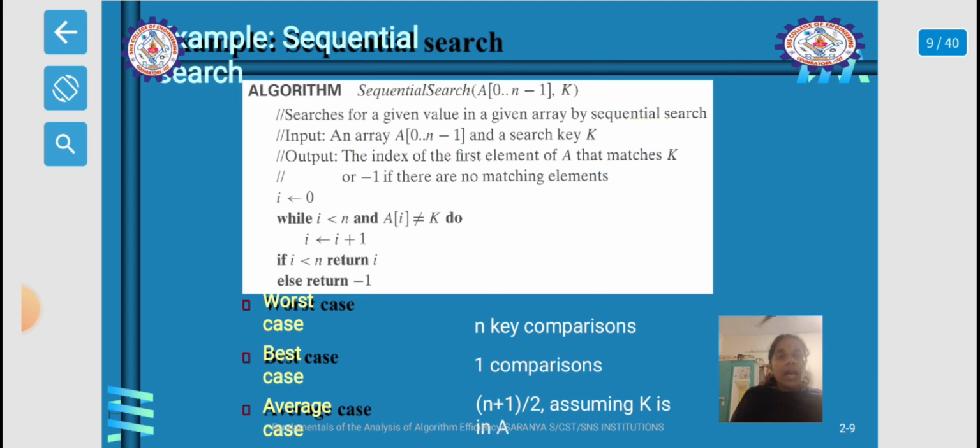The algorithm: i is set to 0; while i is less than n and A[i] is not equal to K, do i equals i plus 1; if i is less than n return i, else return minus 1. The worst case is n key comparisons, the best case is one comparison, and the average case equals n plus 1 divided by 2, assuming K is in the array.